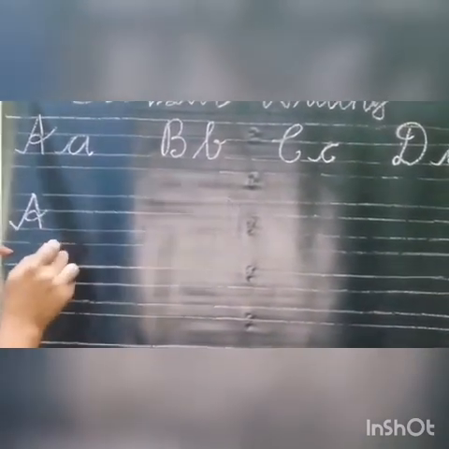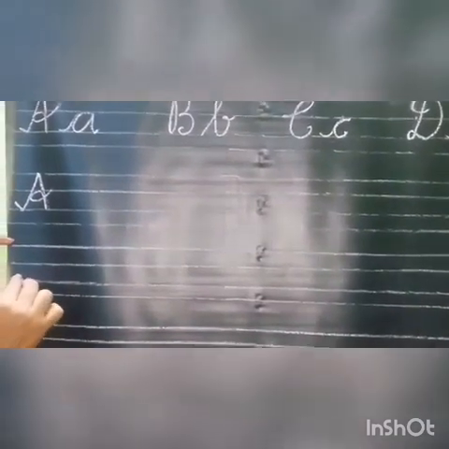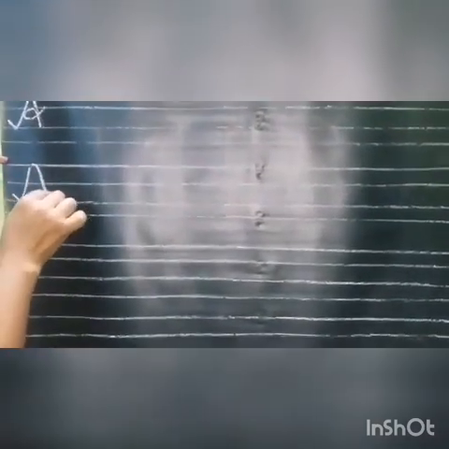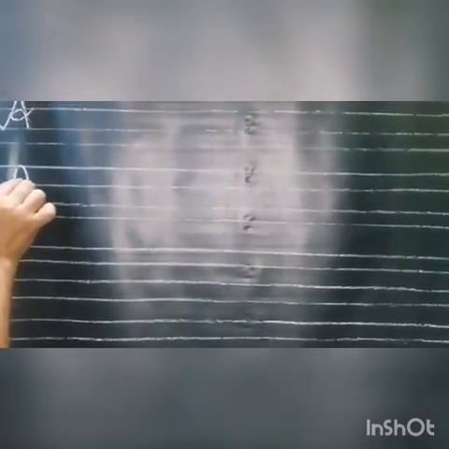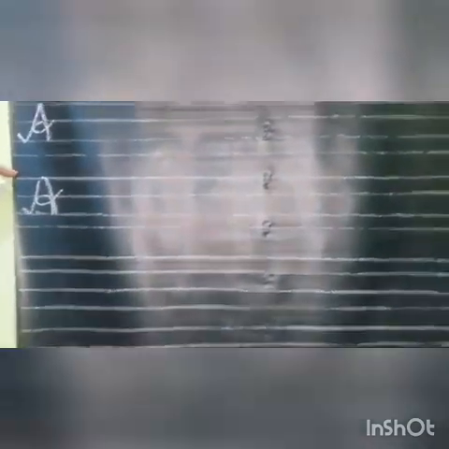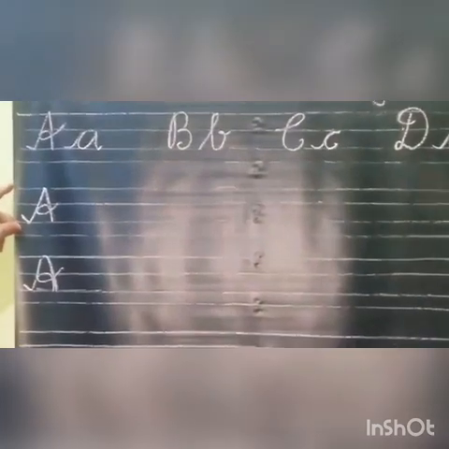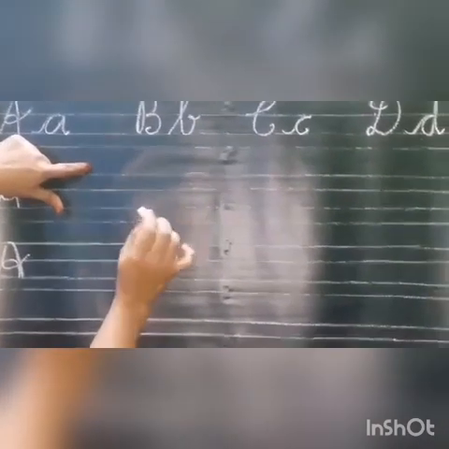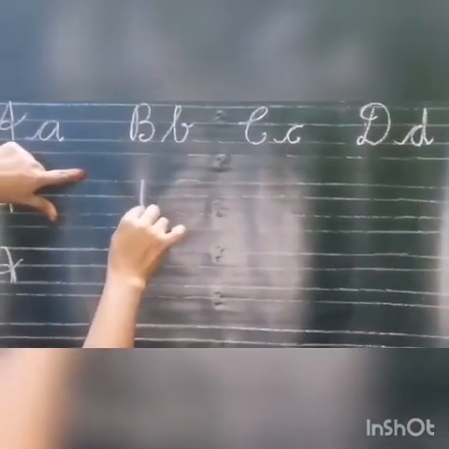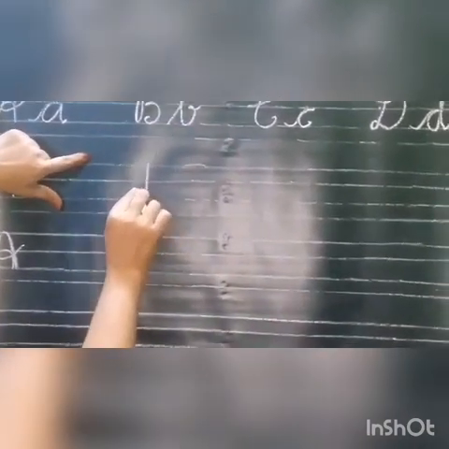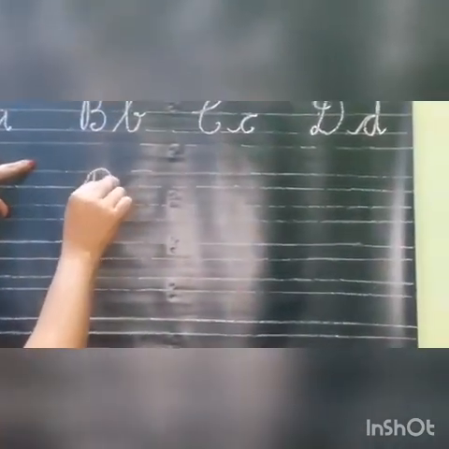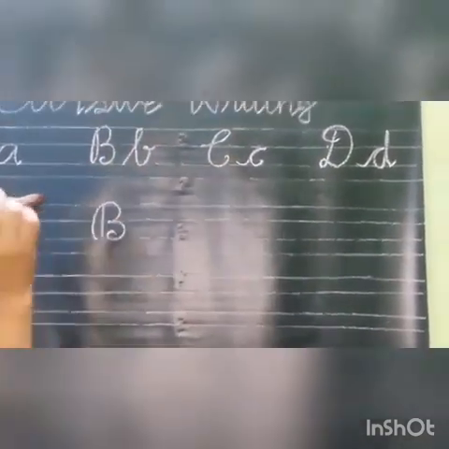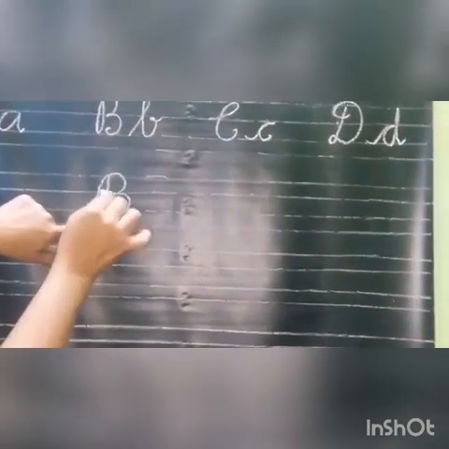Okay. Then now repeat again. You start with the third line, go up and come down to the third line and make a curve. Okay, fine. Then we know how to write letter B. You start with the first line, come down to the third line and make a curve and make a half circle. Okay, this is the way to write alphabet B.